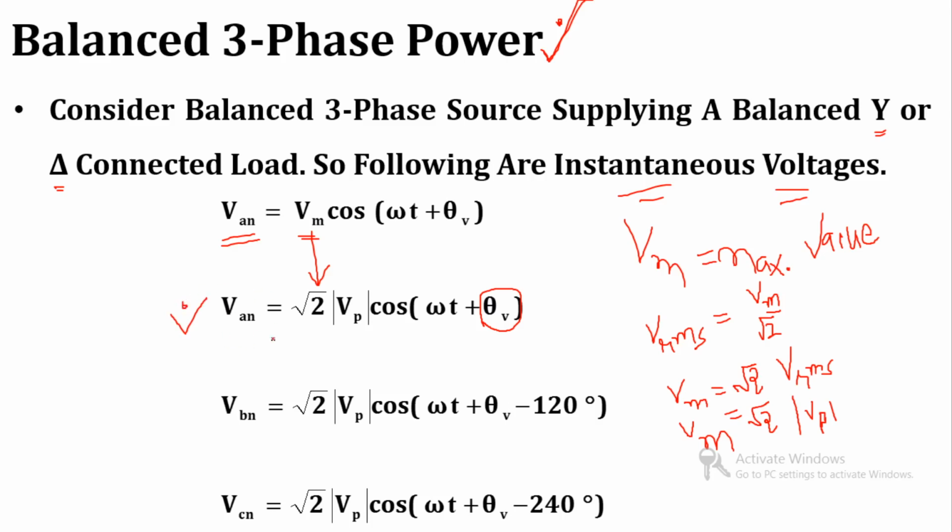Now on the basis of phase A, I will write the equation for phase B, because I have to shift this angle by 120 degree. So Vbn is equal to root 2 into mod Vp cos omega t plus theta v minus 120 degree. And similarly I can write for phase C. So I have to shift phase B by 120 degree. So Vcn is equal to root 2 into mod Vp into cos omega t plus theta v minus 240.